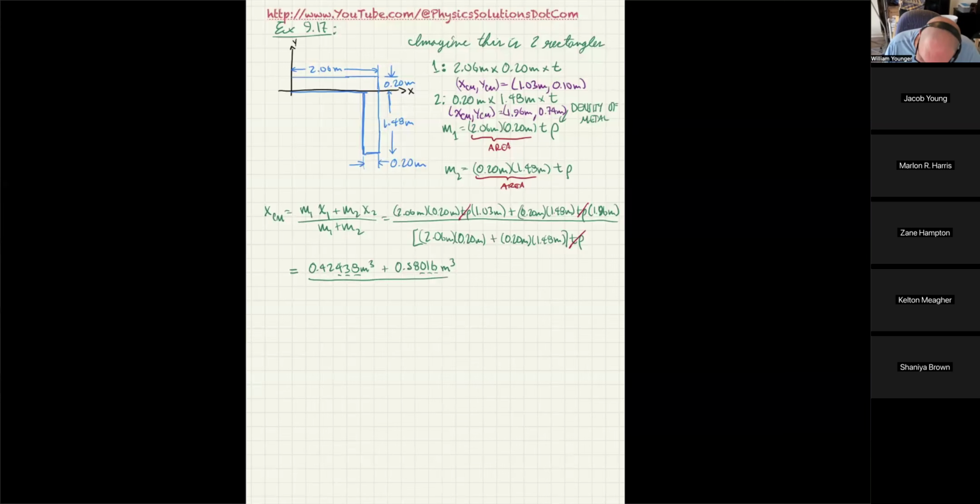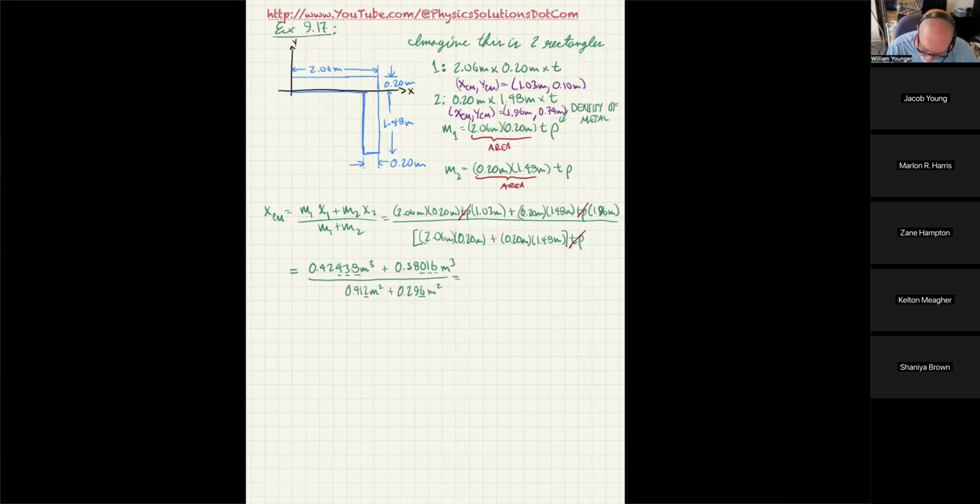And then in the bottom, we have 2.06 times 0.2. That's 0.412 meters squared. And then 0.2 times 1.48 gives me 0.296 meters squared. And of course, we only had 2 sig figs there, so the third digit is not a sig fig. Now I can add up all this stuff.